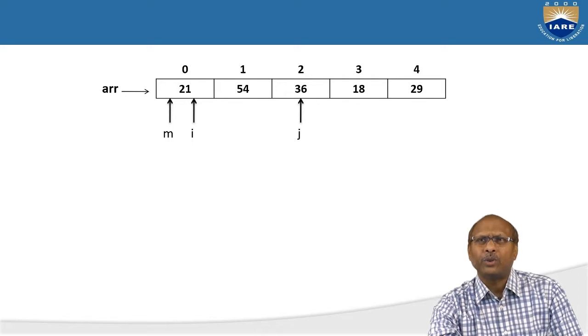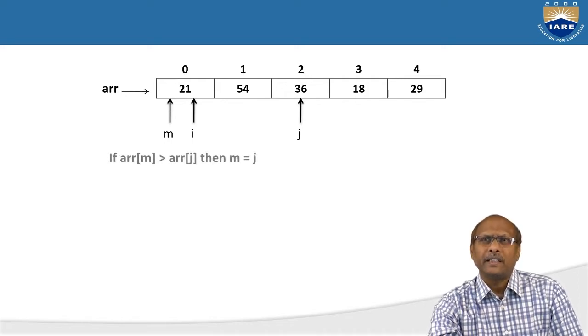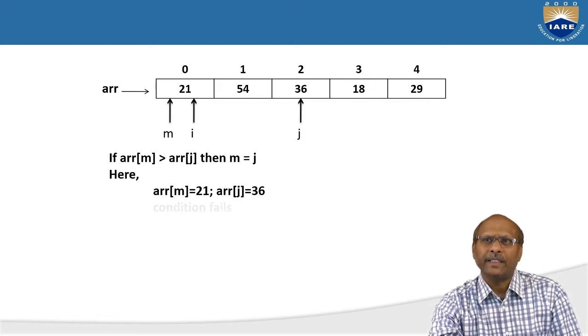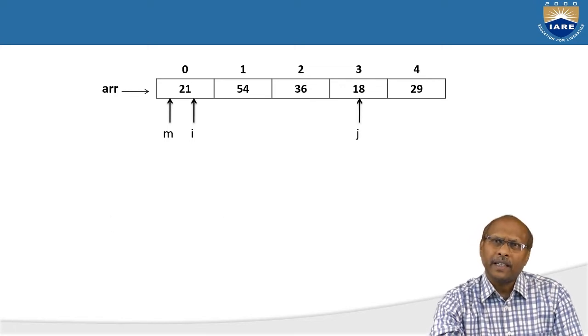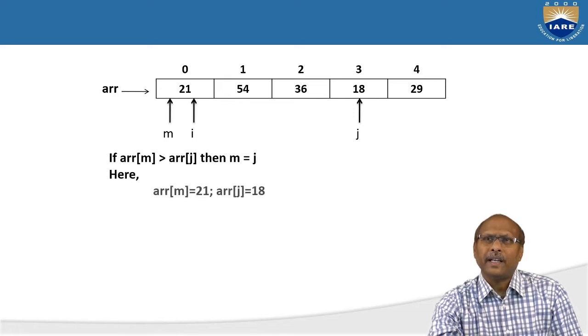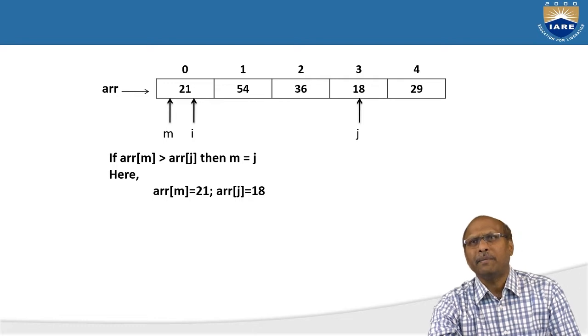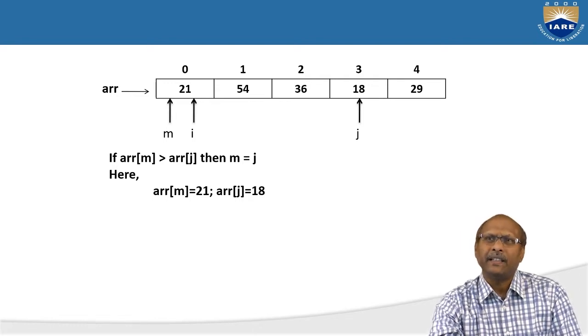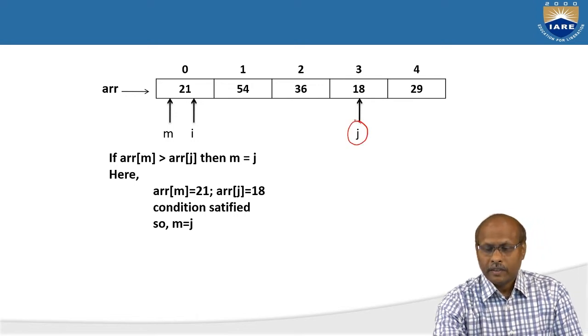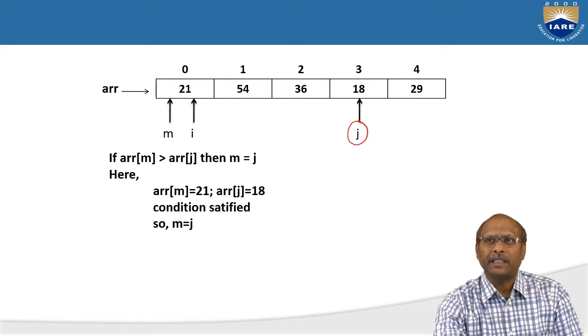Then j is incremented. j has gone to the second position. Now you compare with this mth data. Is 21 greater than 36? So here also the condition fails. So no need to remember the position. j++. Now j has gone to the next position. Then compare m with the jth item. Here a of m is 21, and the jth element is 18. Is 21 greater than 18? Yes. So the condition is satisfied. If it is satisfied, remember the position. So till now 18 is the smallest element.